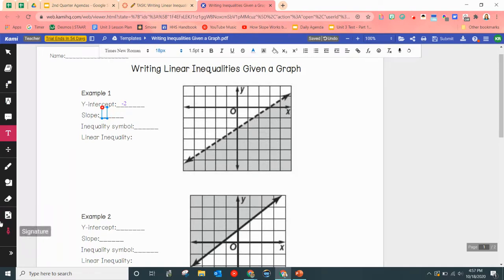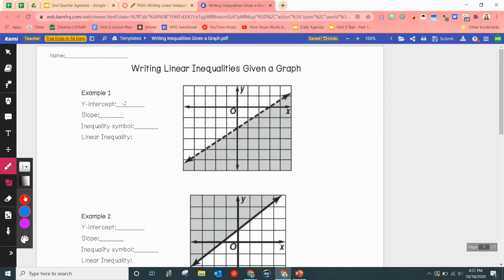In order to do that, we need to rise and run. This is why I like Cami, because I can give you something and you can actually write on it. We need to pick two good points. Our y-intercept's always a good point, so we could use that one. And I think they've given me my x-intercept too over here. So I'm just going to use those 2 points. They look like really good points. I'm going to rise up and then I'm going to run over.